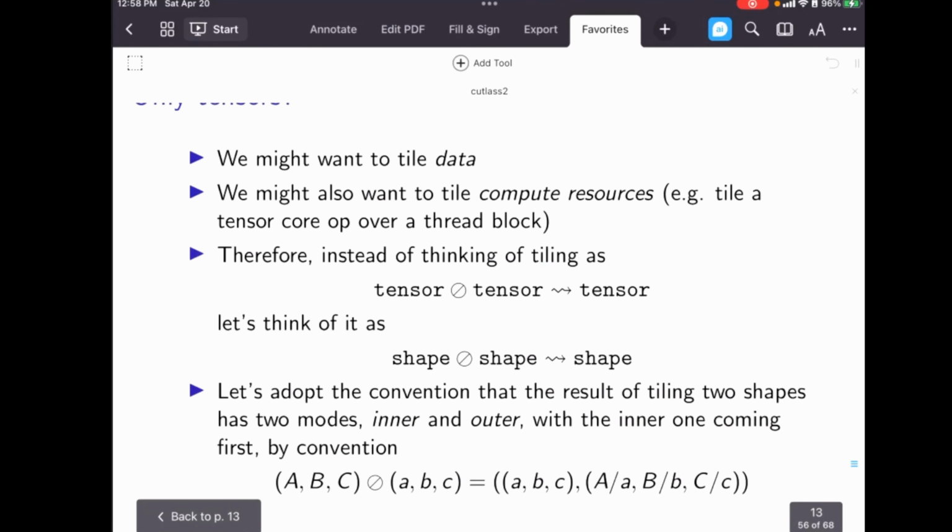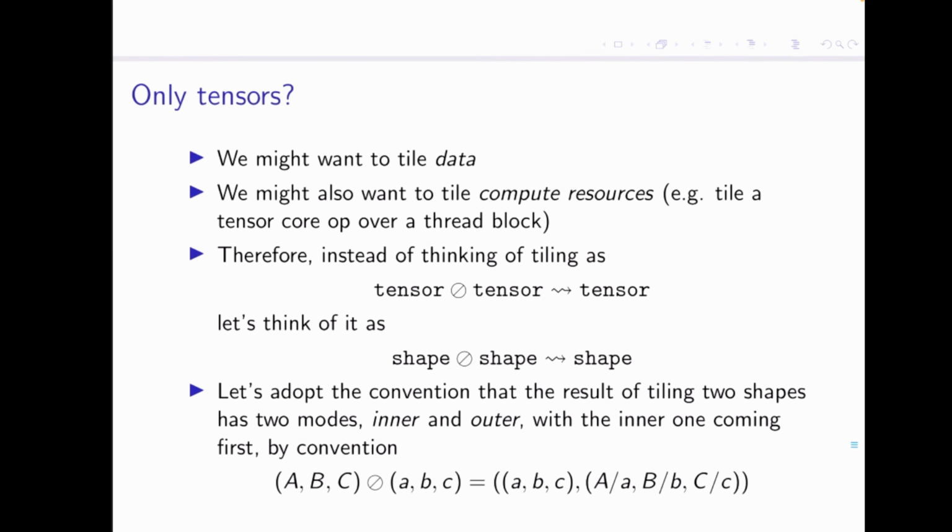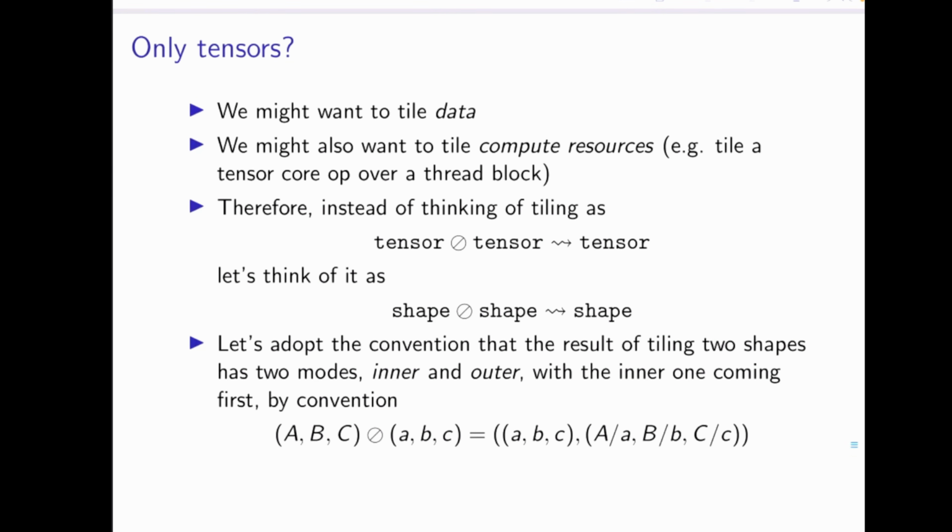Let's adopt this convention: if I take two shapes, like capital A, B, C, and I use this slash with a circle over it, which I'm just using to indicate something that we hope is similar to division, there's no formal nature to this symbol I've chosen. It's not anything fancy. I'm just saying something that is similar to division. And I'm going to tile it by little a, little b, little c.